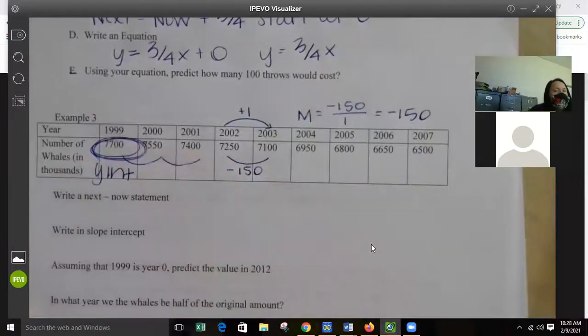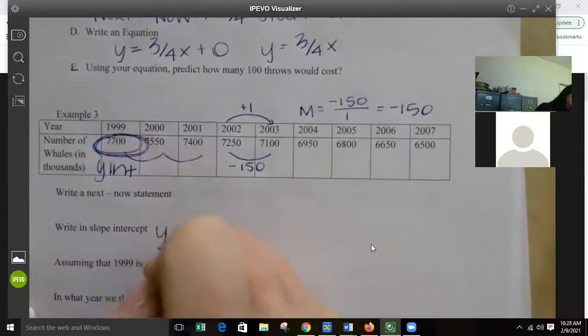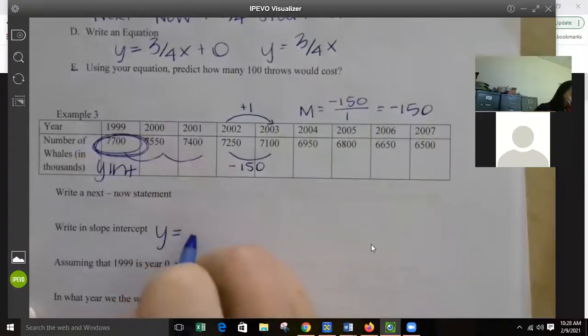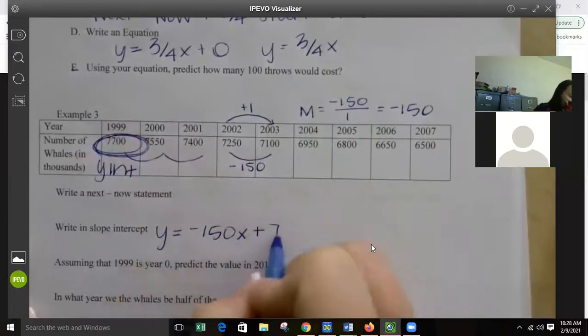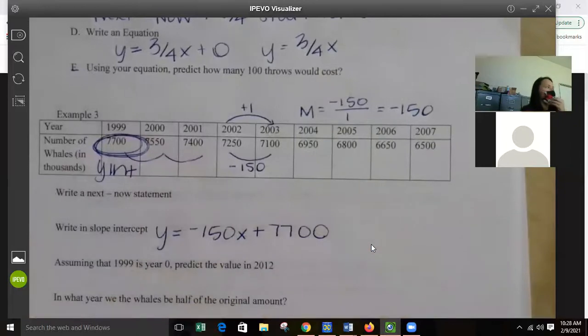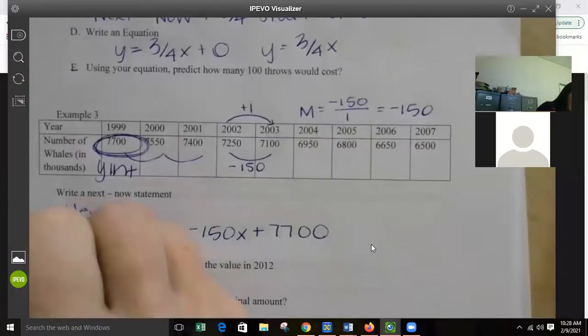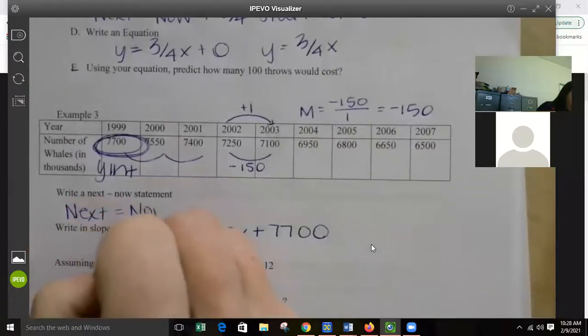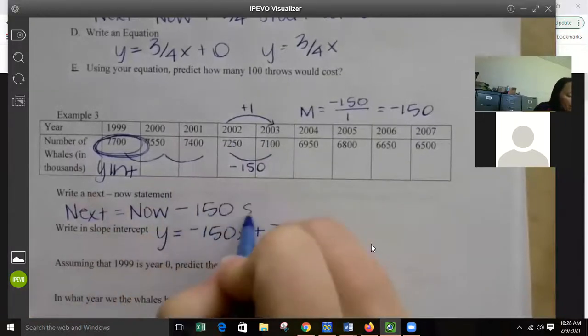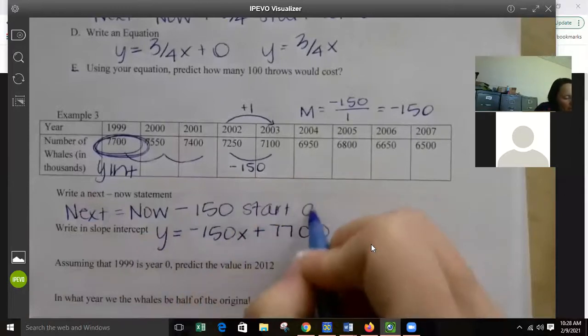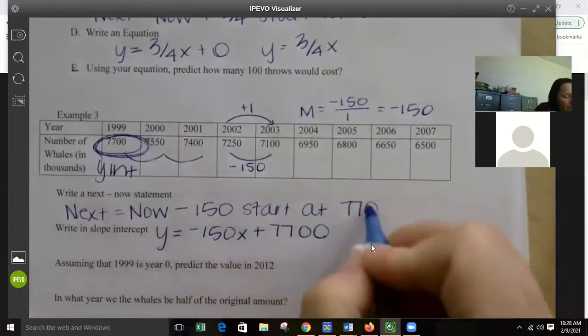So I'm going to write my equation. Y equals, what was my slope? Negative 150x. And I started with a positive 7,700. Next equals now is the same numbers in the same order. Next equals now. What was my slope? So we do minus 150. Start at 7,700.